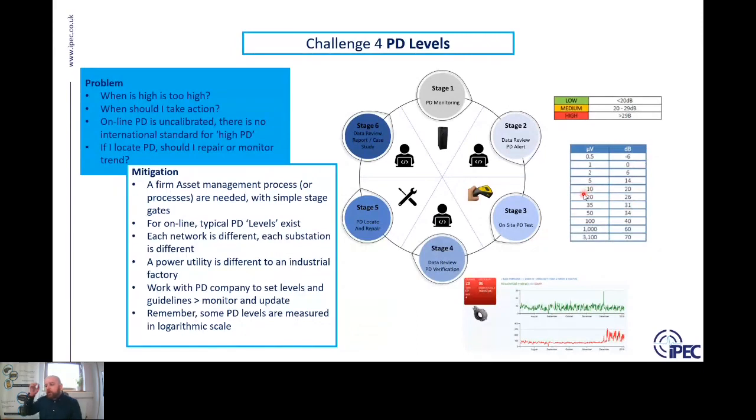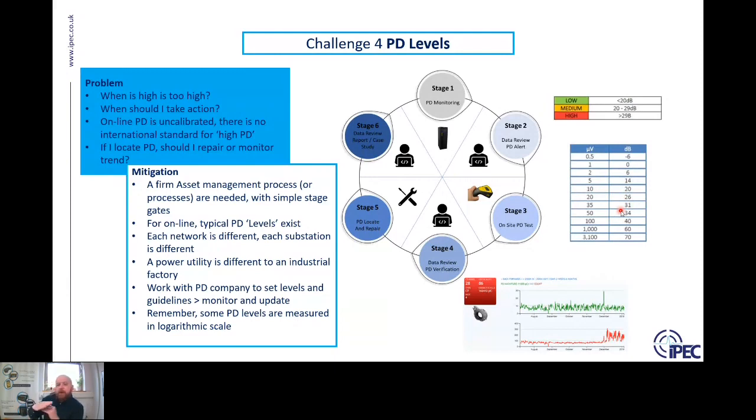So when it comes particularly to switchgear PD, it's typically a logarithmic scale. So just be careful: the difference between 20 dB and 30 dB is very, very different to the difference between 30 dB and 40 dB. Roughly every 20 dB, you get an order of magnitude change in the PD level. So it's not just because something's 20 to 40, it's an order of magnitude change. So be very careful.